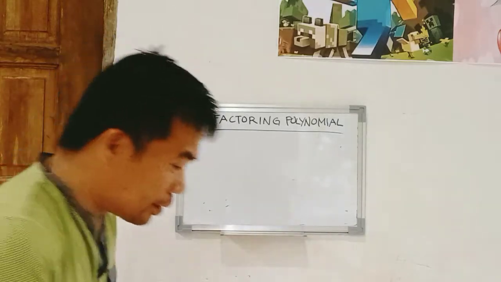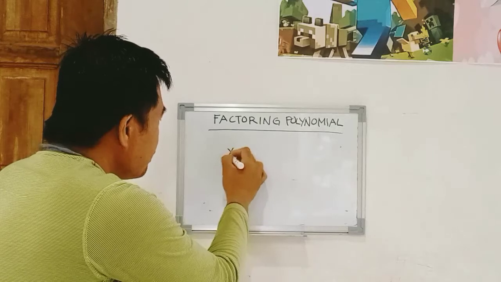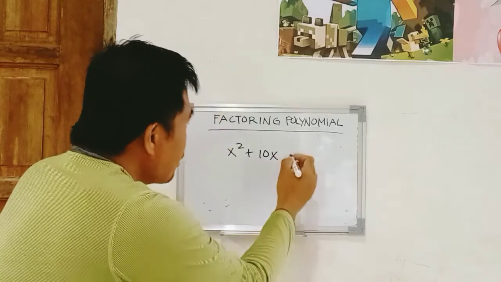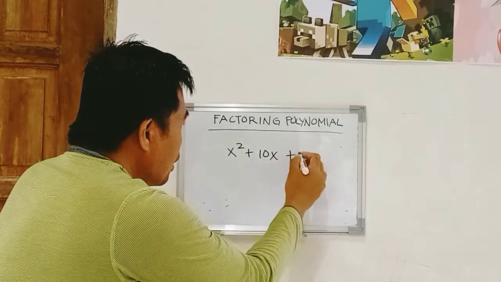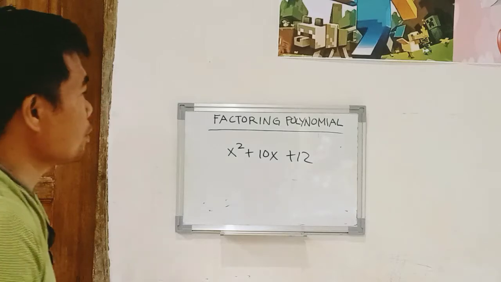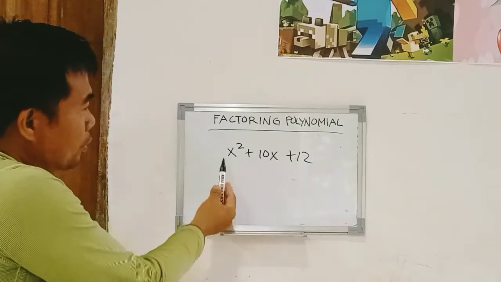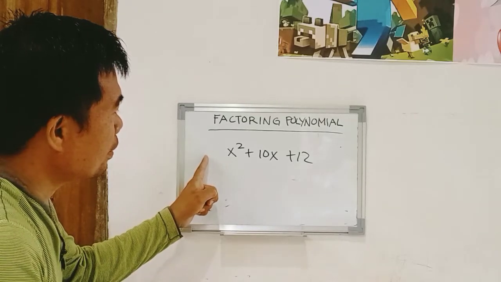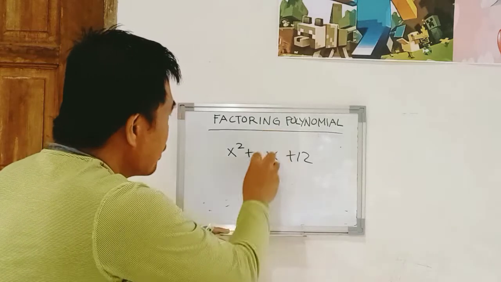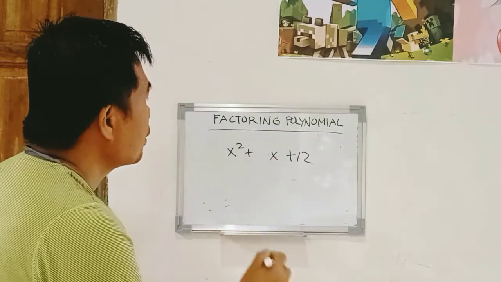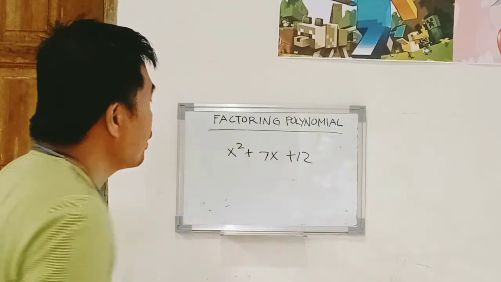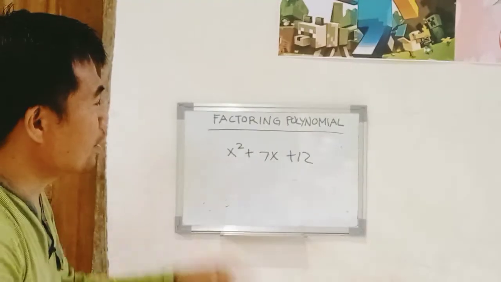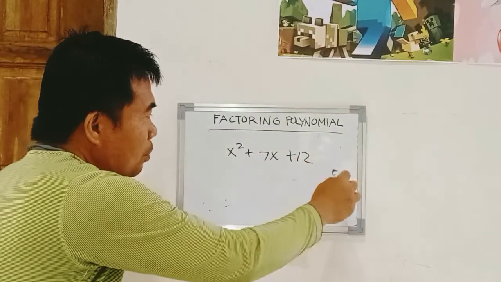So another example is x squared plus 10x plus 12. So you notice here that the leading coefficient is... this is 7x. So the leading coefficient here is 1. So all we have to do is to find the factors of 12.